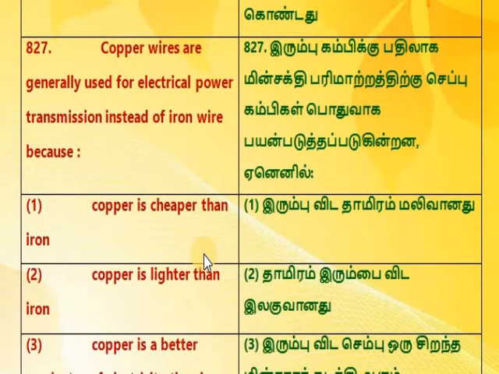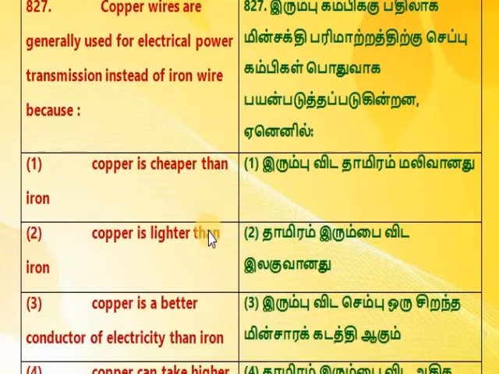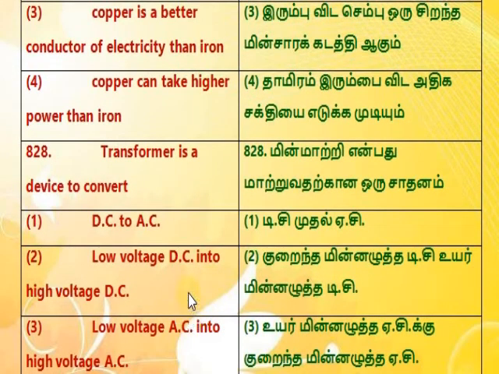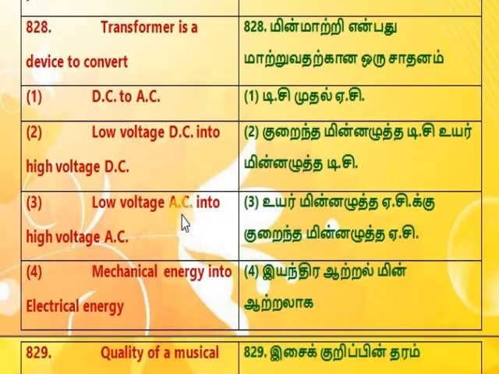827. Copper wires are generally used for electrical power transmission instead of iron wire because 1. Copper is cheaper than iron, 2. Copper is lighter than iron, 3. Copper is a better conductor of electricity than iron, 4. Copper can take higher power than iron. 828. Transformer is a device to convert 1. DC to AC, 2. Low voltage DC into high voltage DC, 3. Low voltage AC into high voltage AC, 4. Mechanical energy into electrical energy.